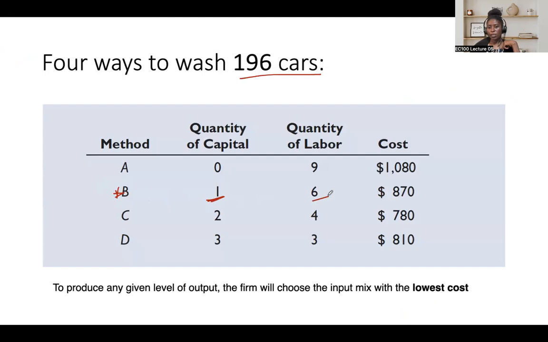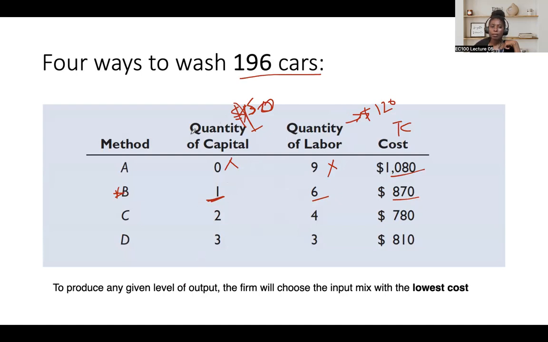and labor was 6. So remember, the price of capital is $150. Sorry, this is dollar, okay? My poor handwriting is not very supportive. And then this is $120, okay? So if you multiply each by this, you get the total cost. Remember, we already did this, okay? This is the total cost.